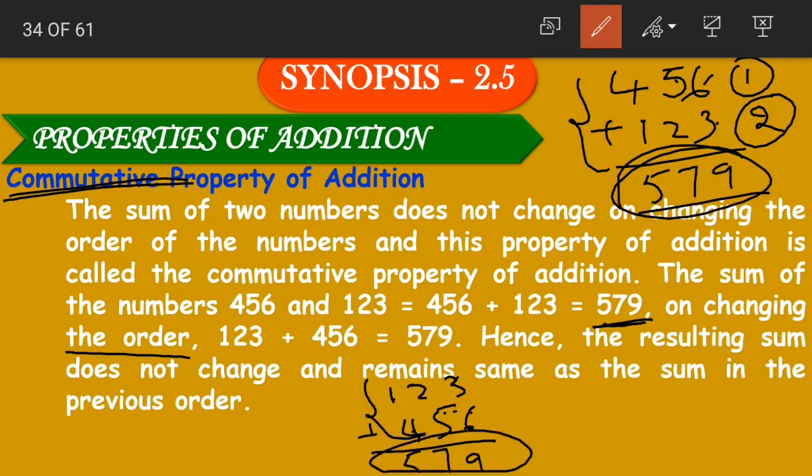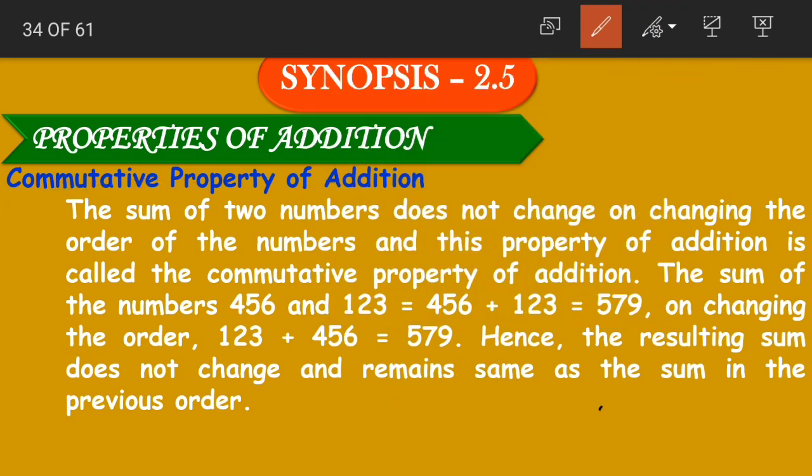What do I mean by order? Order means changing the places. Like this number was first, this was second, but now I've changed it so 123 is in the first place and 456 in the second place. Even though I changed the order, first it was 456 plus 123, now it is 123 plus 456.